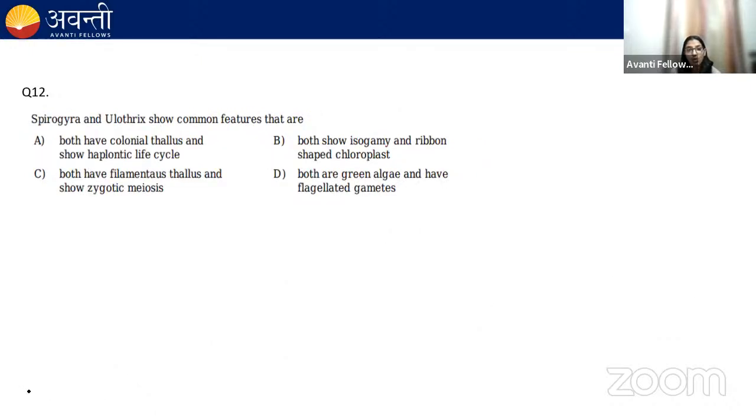Spirogyra and Ulothrix show common features that are: A, both have colonial thallus and show haplontic life cycle. B, both show isogamy and ribbon-shaped chloroplast. C, both have filamentous thallus and show zygotic meiosis. D, both are green algae and have flagellated gametes. Spirogyra and Ulothrix both are green algae. They both are filamentous.